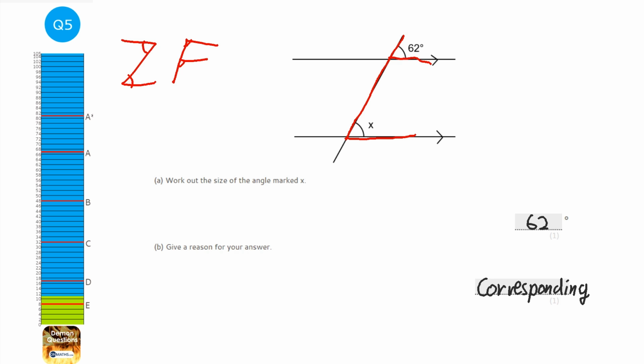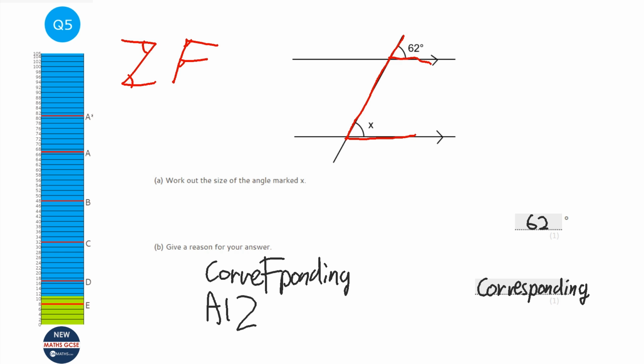Now I always got corresponding and alternate mixed up. So I don't know whether this will help you, but I always think c-o-r-F-ponding and alternate. Please don't spell it that way, but I just literally bung the letter into the word and I've never got them muddled up since. So that might help you.